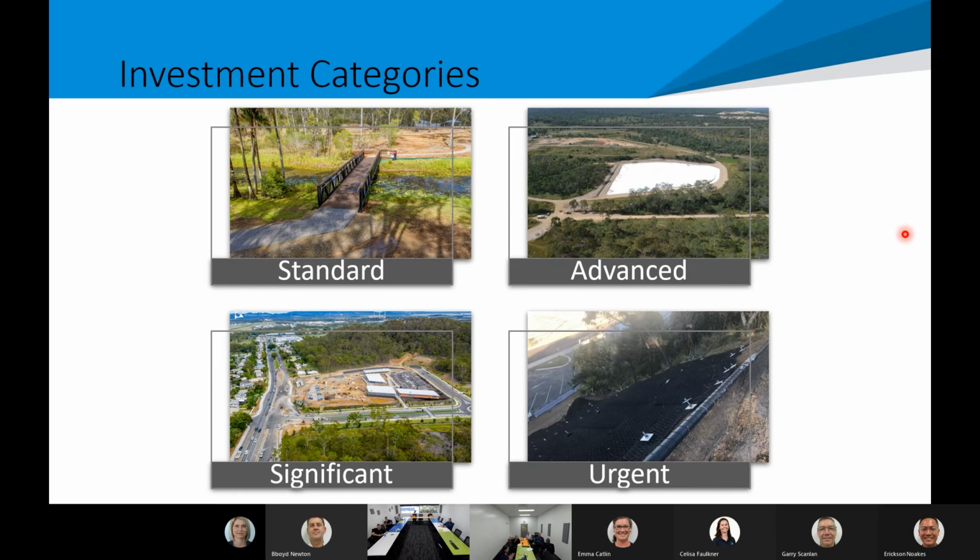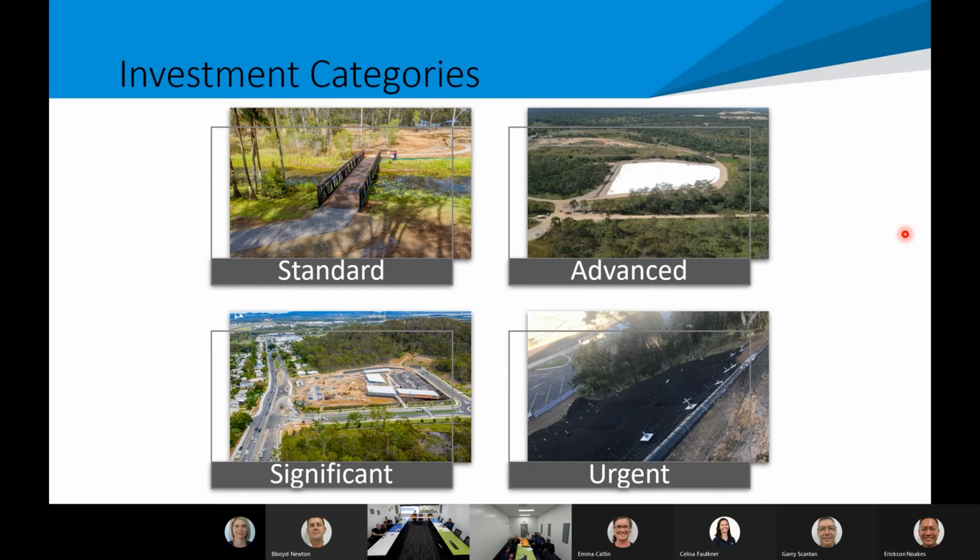And really, as we step up in these, you'll see they're getting more complex, they need more rigor around them. And certainly the level of governance we're going to apply to each of these gets to a higher level as we go up.